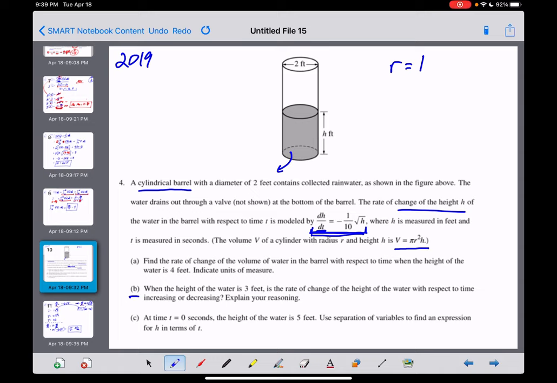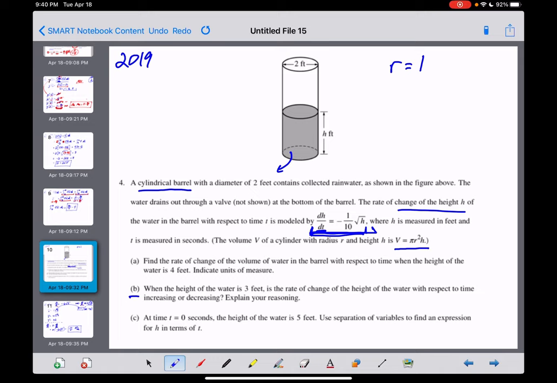When the height of the water is 3 feet, is the rate of change of the height of the water with respect to time increasing or decreasing? And we've got to explain our reasoning right here. Okay, so this is what we have here then, guys. So let's take a look. When they ask you if a rate of change is increasing or decreasing, it would be a question of the derivative being positive or negative. So that's what we've got to work on. So when the height of the water is 3 feet, they want to know if dH/dt, the rate of change, is positive or negative.